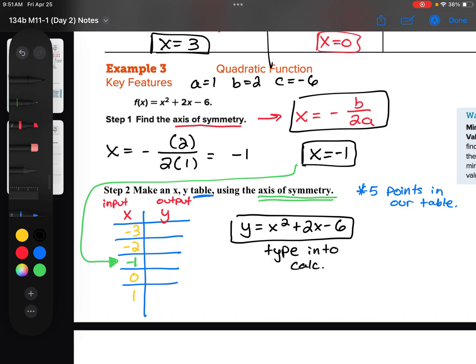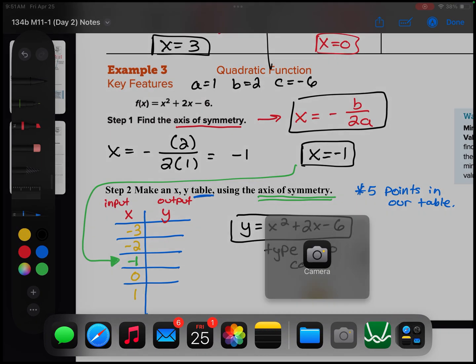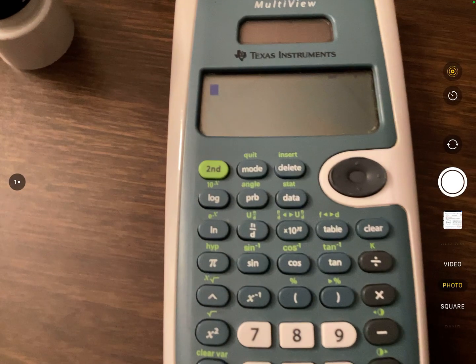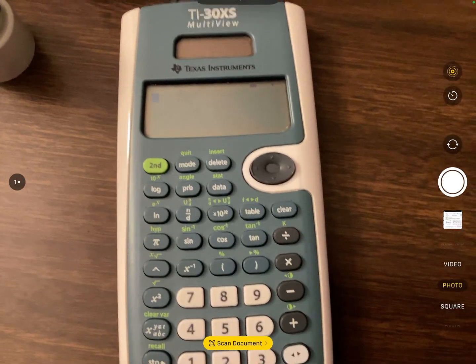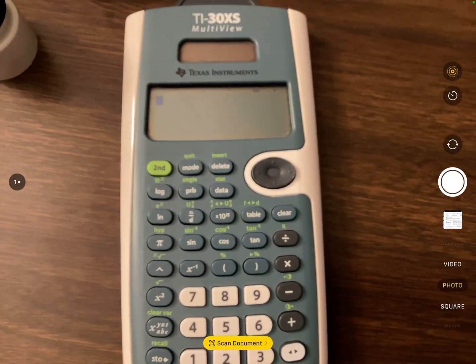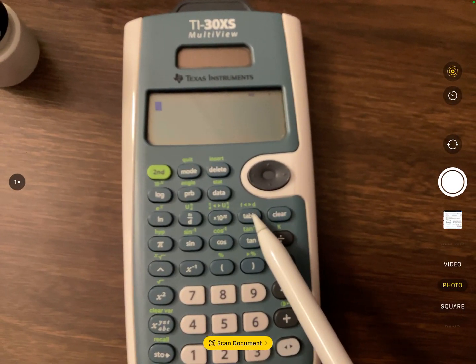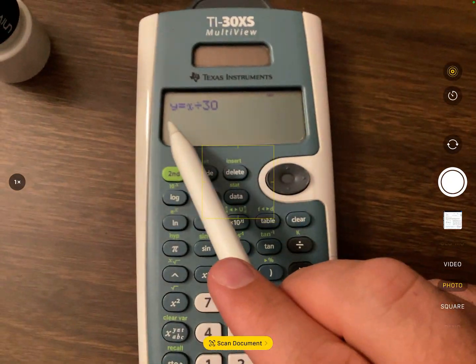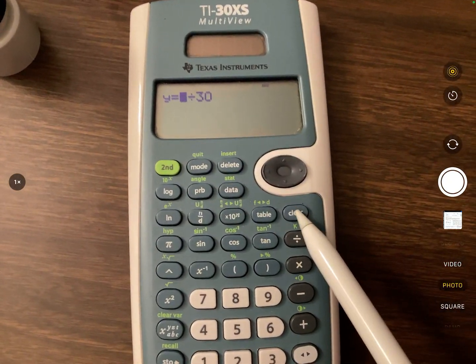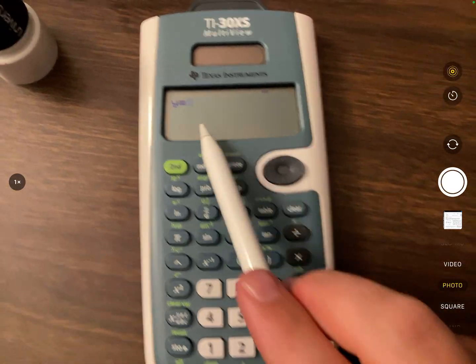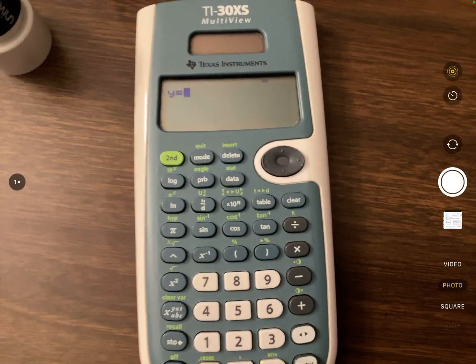So I'm going to hop over here. Let me see if I can pull my camera up at the very same time that I'm doing this. I guess not. It said split view not supported. We want to make a table. So hit the table button on your calculator. Whatever's in here, you can clear it out with the clear button. And then you're going to type in whatever our equation is.